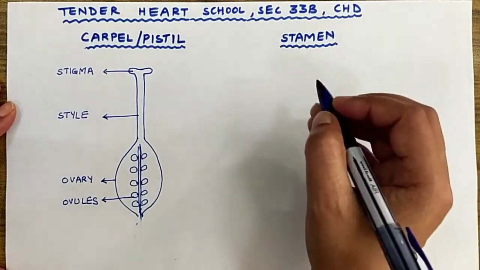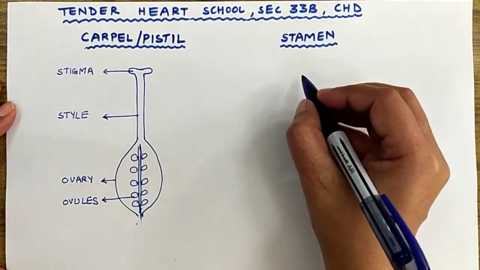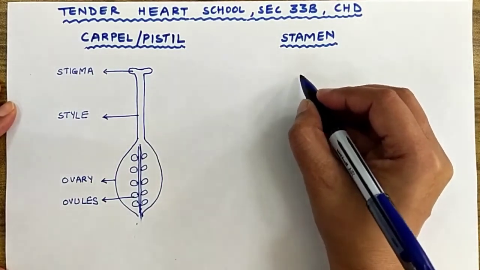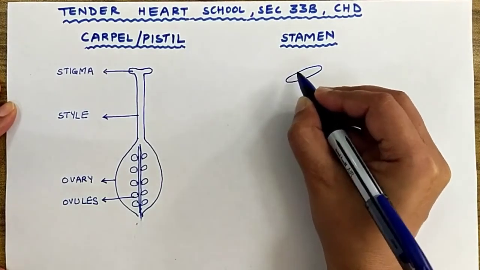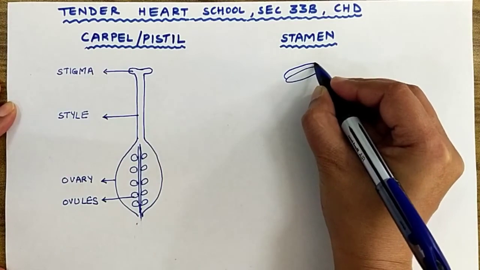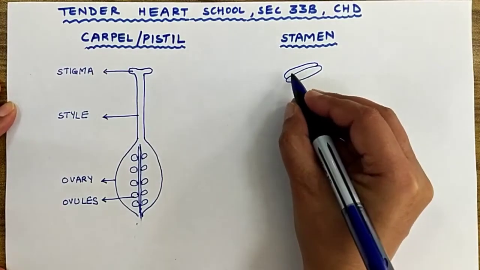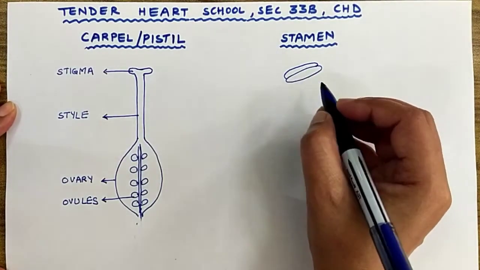Now let us draw the male part of the flower, that is the stamen. Stamen is having the upper part, which is little expanded and is bilobed. It is having two lobes like this.